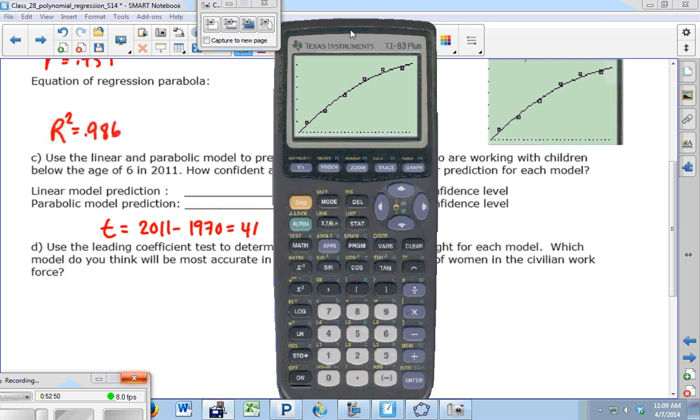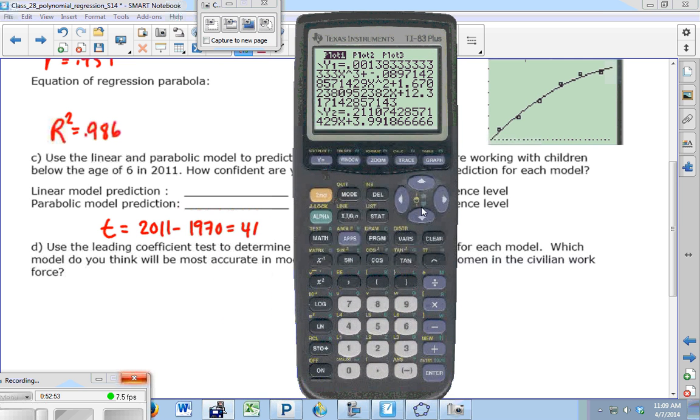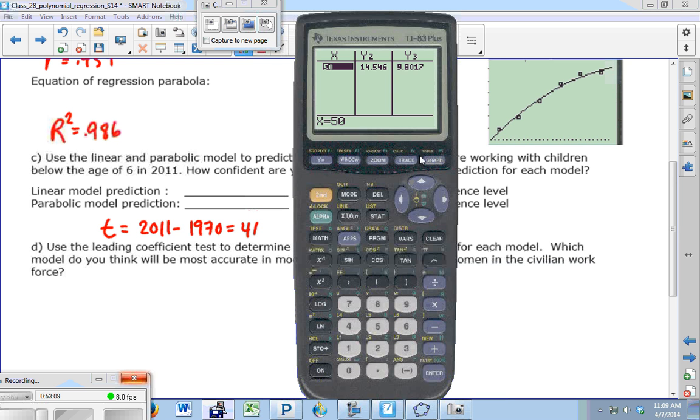Okay, so let's go out here. Here I'm going to use my tables. So look, where are my two equations? Here's Y2, my linear regression, my line of best fit, and Y3 is my quadratic regression. So I'm going to go to my table and I'm going to ask it to predict for 41. And there's my prediction for my linear regression. It's saying it's 12.646 million women. And my quadratic, notice, is at 10.33.